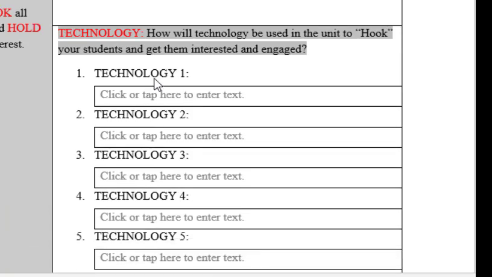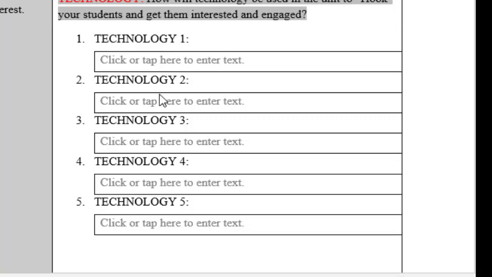As we move down a little farther, we get to technology. This is how technology will be used in the unit to hook your students and get them interested and engaged. So along with that hook, what kind of technologies will you use in your classroom to keep your students invested? So that means, are they creating videos themselves? Are they using a video camera? Are they using their phone and making their own little commercials or their own little videos, or different types of technology they can be using within the classroom to understand the unit that they're learning and to be able to interact with that unit?